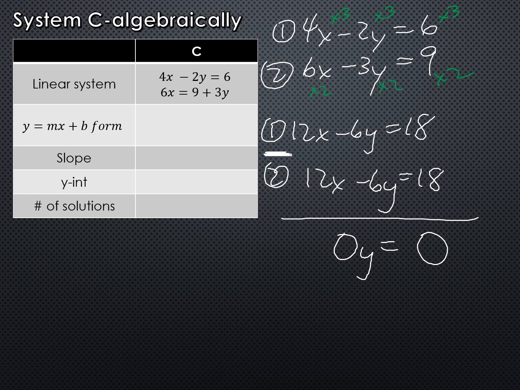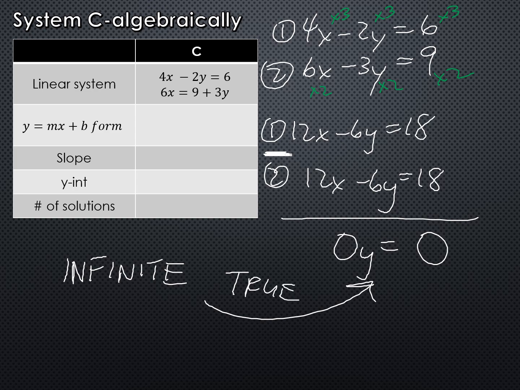I can put in 100 for y. 0 times 100, still 0. So you have an infinite number of solutions, an infinite number of numbers you could sub in for y or x that still make it work. So this algebraically proves what we graphed: number of solutions, infinite, because this is a true statement. The left side does equal the right side.